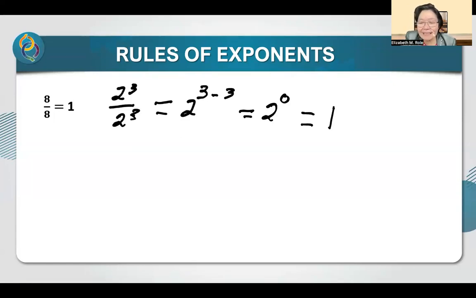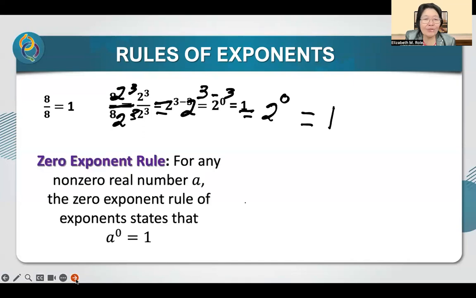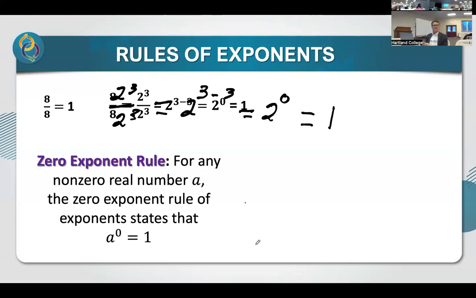That brings us to the zero rule of exponent, which you have to remember. We call it the zero exponent rule. That tells you that a number that is non-zero, you raise it to 0, your answer is 1. Any number raised to a 0 is equal to 1. So I just want to show why it is so.